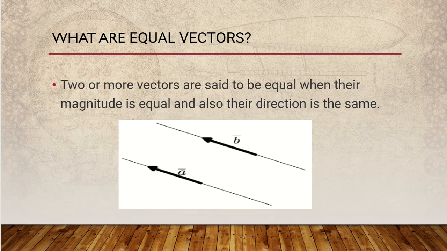Also, the magnitude of these vectors are equal. Those vectors are called equal vectors. So, equal vectors means not only their magnitude is equal, but their direction is also the same.